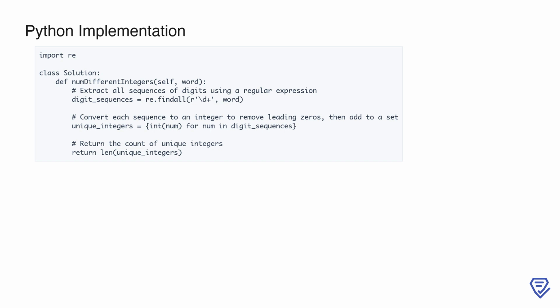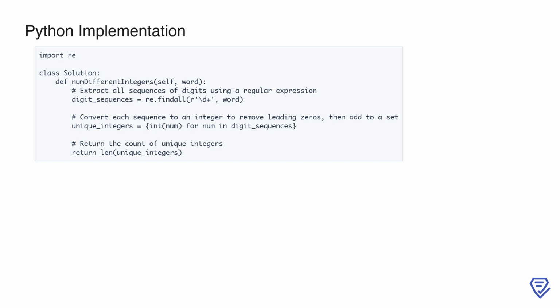4. Converting sequences to integers and removing duplicates. Using a set comprehension, we iterate over the list of digit sequences. Each sequence is converted to an integer using int(number). This automatically removes any leading zeros, as Python's int function does not preserve them. Additionally, since we are using a set, duplicate integers are automatically removed. For instance, 123, 34, 80, 34 would result in the set 123, 34, 80.